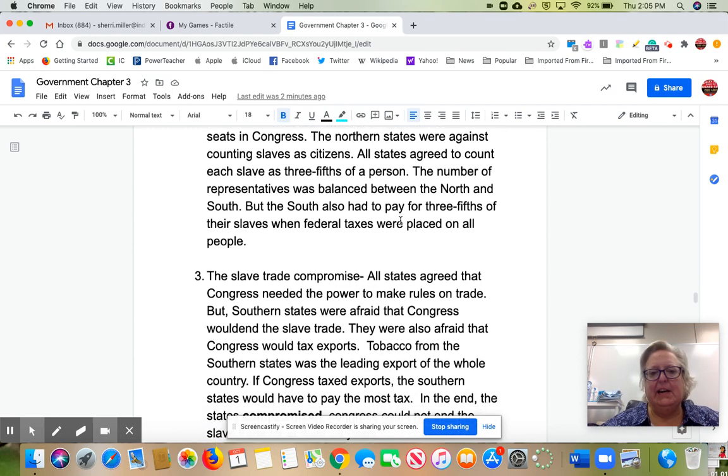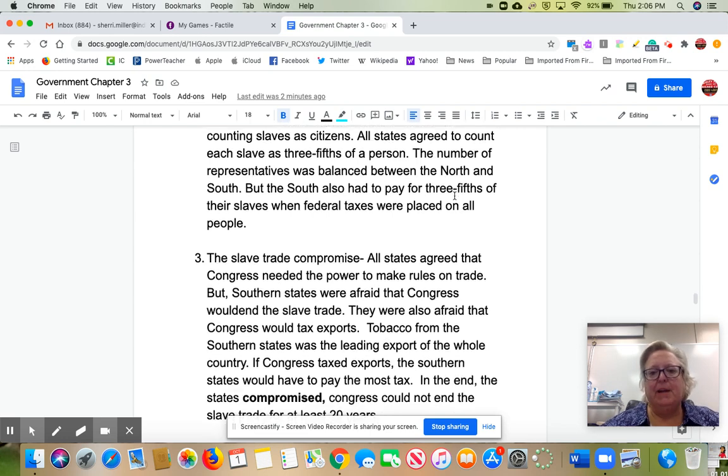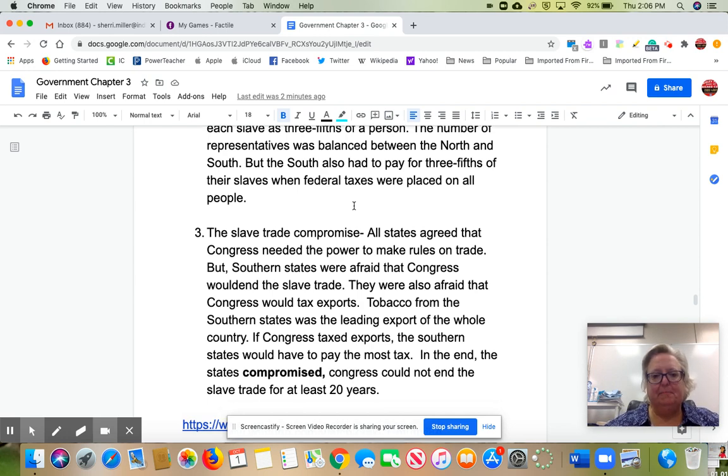All states agreed to count each slave as 3/5 of a person instead of as one. The number of representatives was balanced between the North and South. But the South also had to pay for 3/5 of their slaves when federal taxes were placed on all the people. So they were actually paying for the extra push of a vote. So if you had several slaves, you had to pay tax on that.